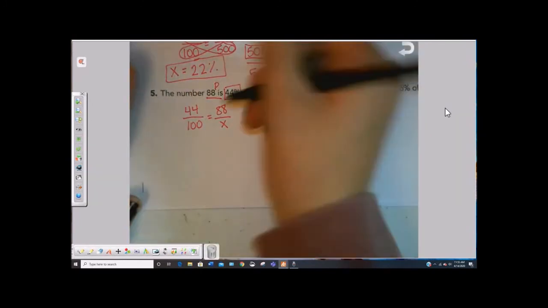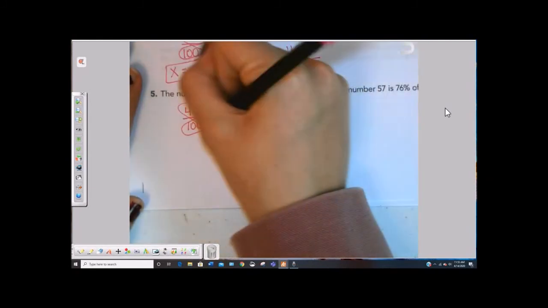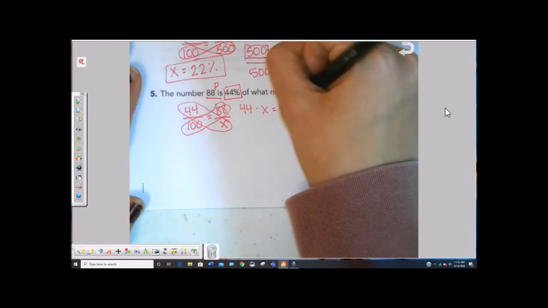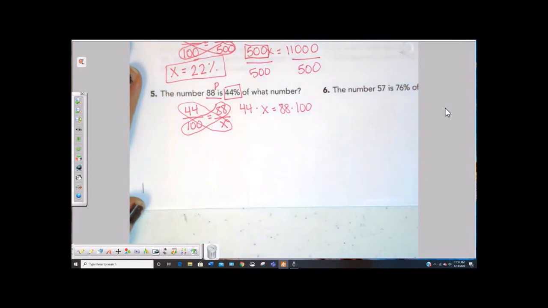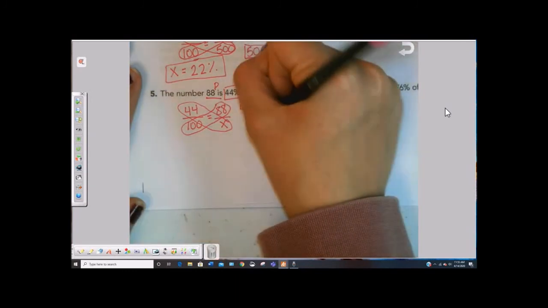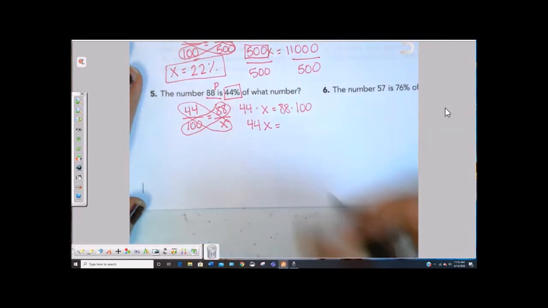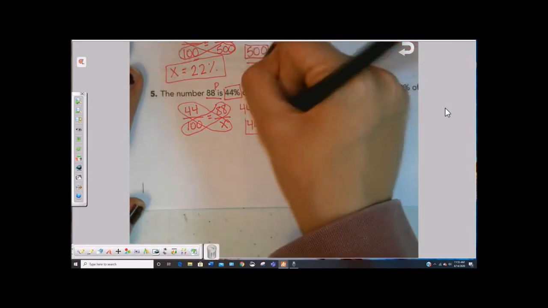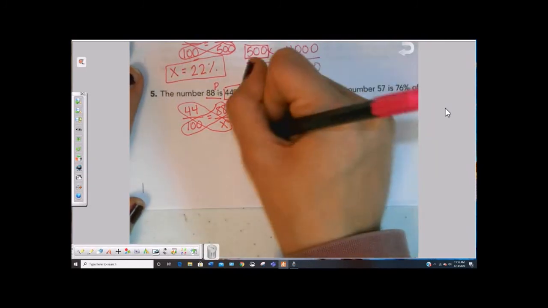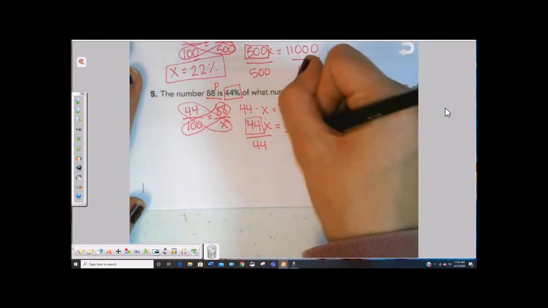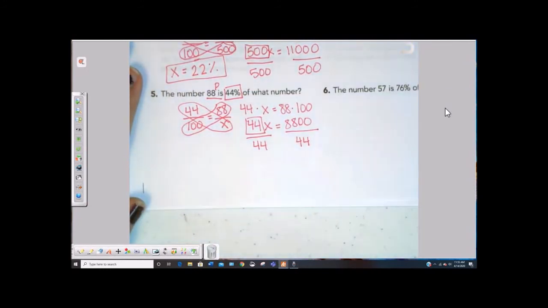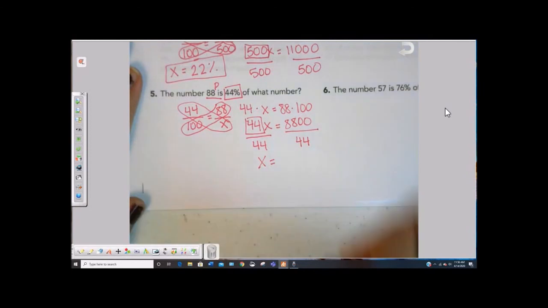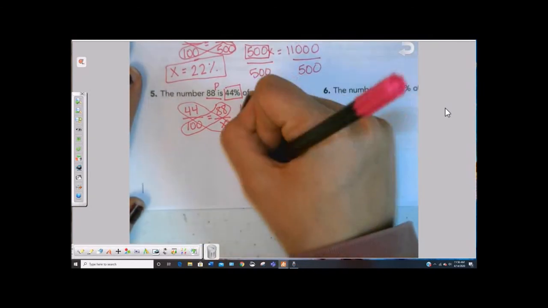And again, cross multiply. So we're going to have 44 times x equals 88 times 100. 44 times x is 44x. 88 times 100 is 8,800. We're going to divide, and you're going to divide by 44. 44x divided by 44 is just x, and 8,800 divided by 44 is 200. So our whole is 200.